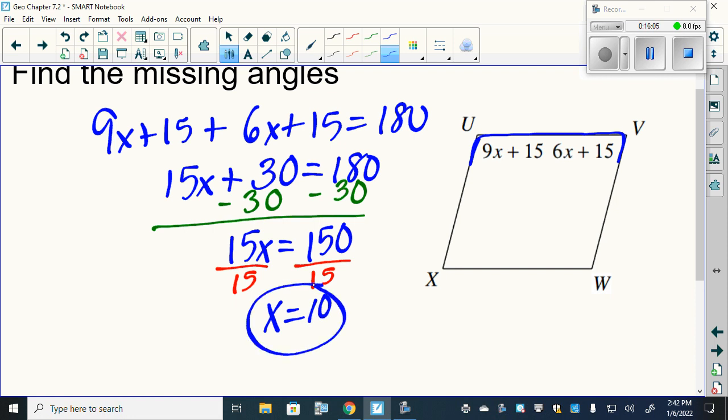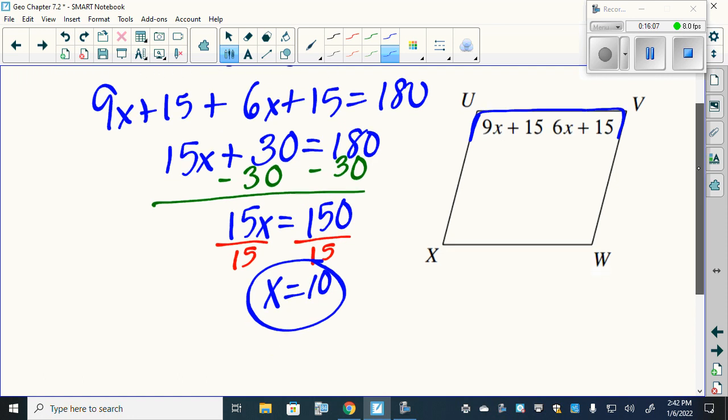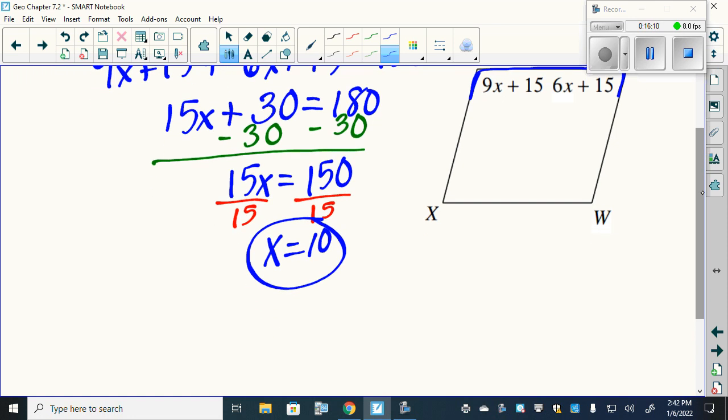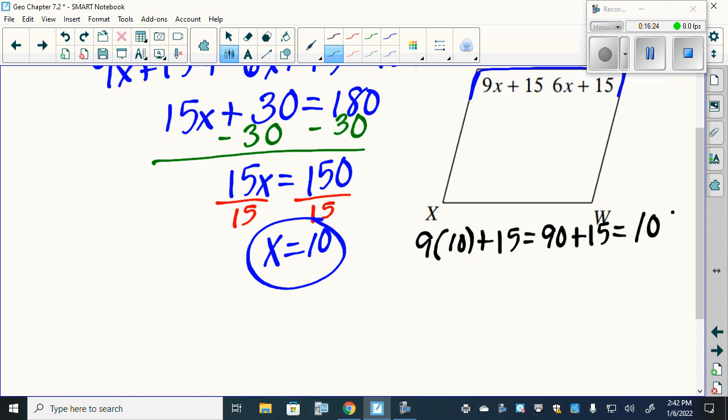Now we want to find the missing angles, so we'll need to just plug it back in. So we can say 9 times 10 plus 15. Well, 9 times 10 is 90, and 90 plus 15 is 105, so this angle here is 105.